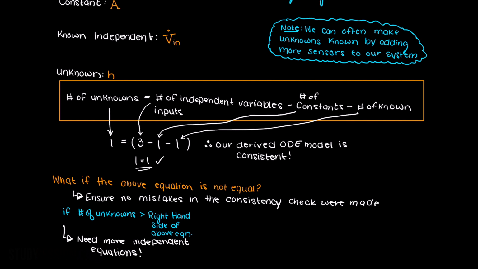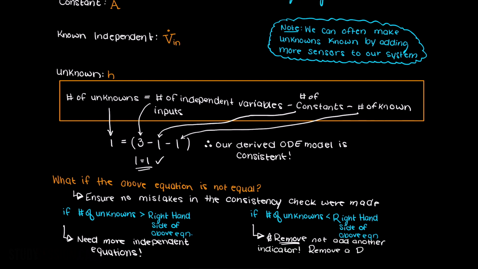You could also have a scenario where you have the number of unknowns being less than the number of constants and known inputs. Then we would need to do something that I mentioned earlier, like adding another indicator so that one of your unknowns becomes a known.